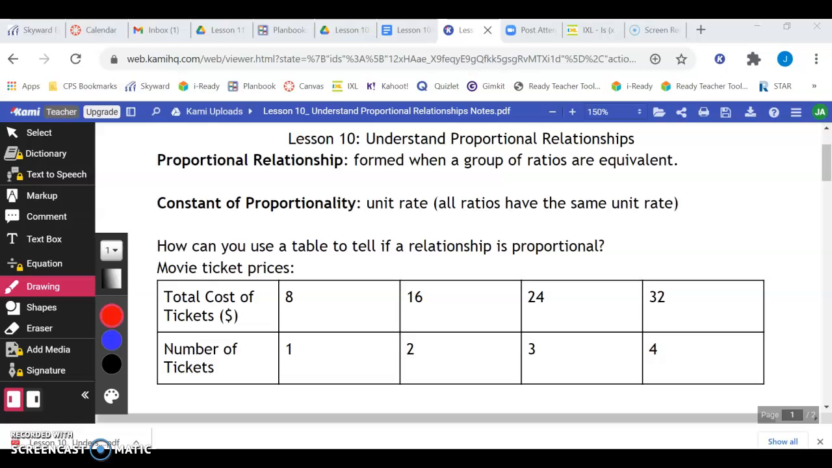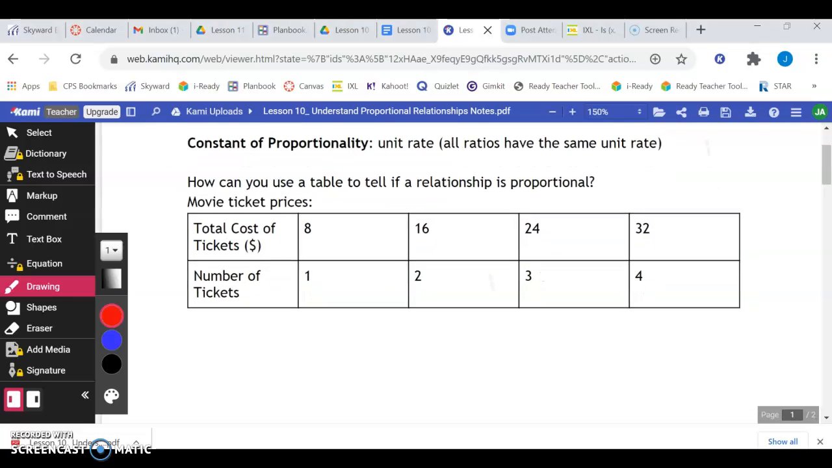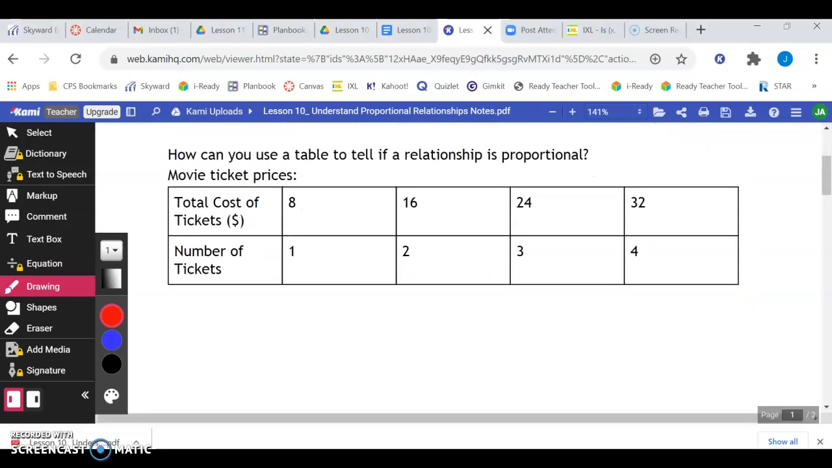So for the first example here, it says, how can you use a table to tell if a relationship is proportional? So here is our movie ticket prices. So it gives us the total cost on the top and the number of tickets on the bottom. So we want to know our unit rate here for each price. And our unit rate would be the cost per person. So if you remember, cost per person means cost divided by person.